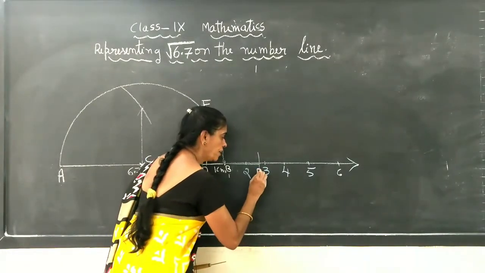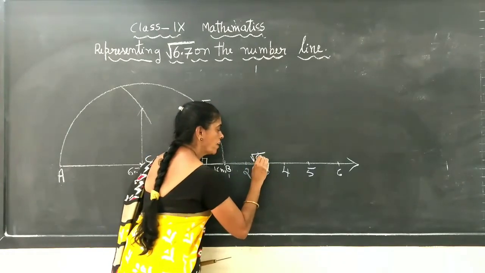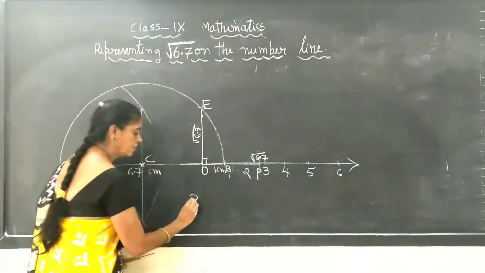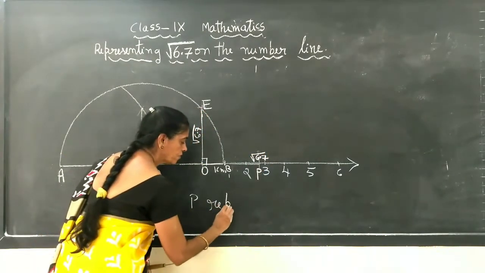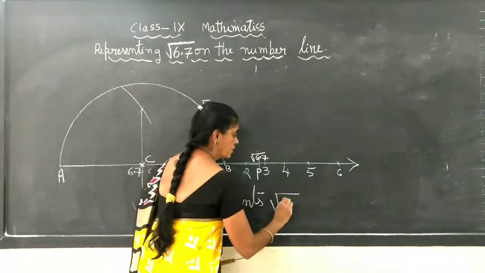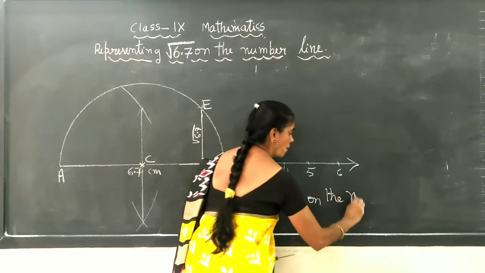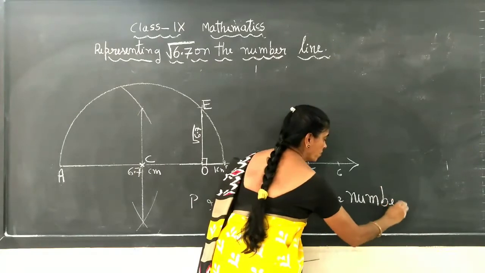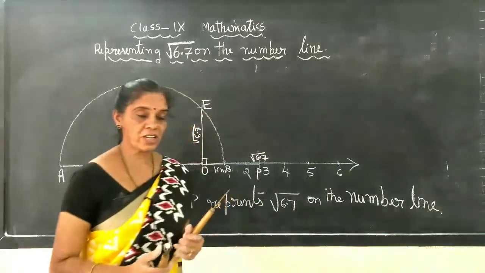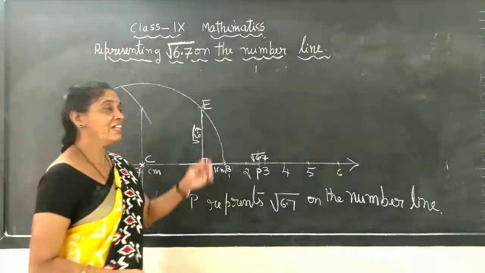which is nothing but square root 6.7. Point P represents square root 6.7 on the number line. So this is the geometrical way of representing any square root number.